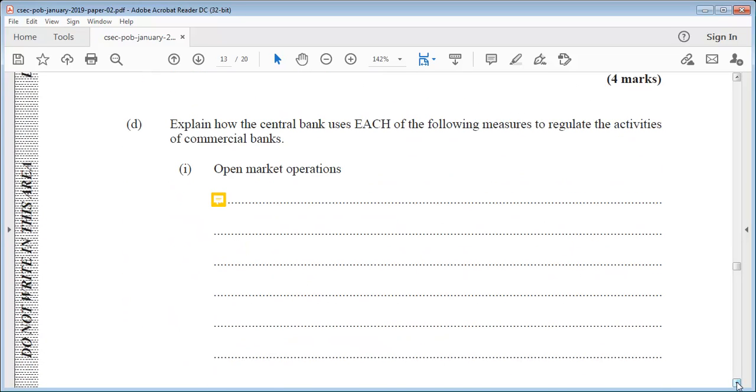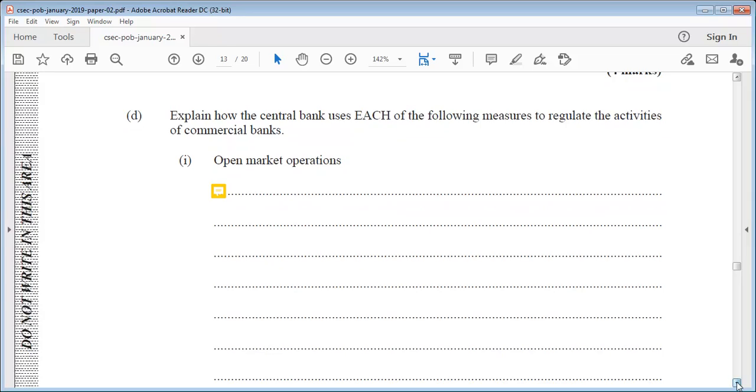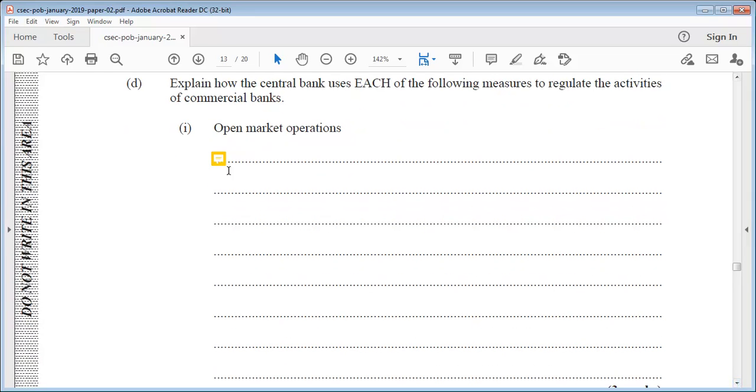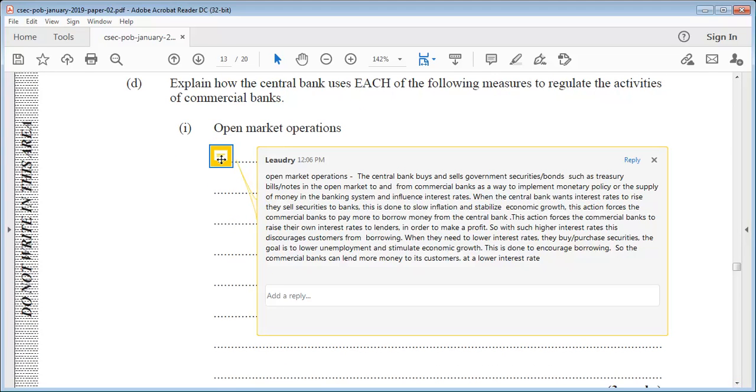It says, explain how the central bank uses each of the following measures to regulate the activities of commercial banks. The open market operations. Well, the open market operations. The central bank, what they do, they buy and sell government securities or bonds, such as treasury bills or notes in the open market to and from commercial banks as a way to implement monetary policy or the supply of money in the banking system and to influence interest rates.